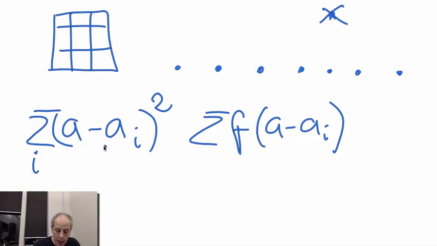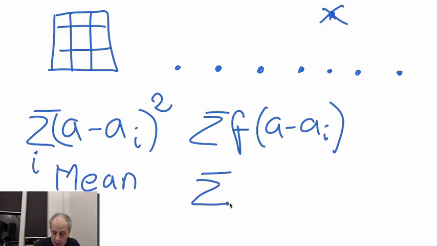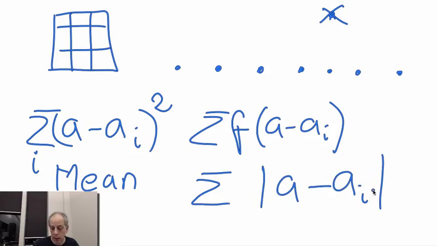Very interesting. This is the mean. The value of A that minimizes the square error is the mean. What's the median? The median is the value that minimizes the absolute difference. There is no square here. It's just the absolute difference. It's extremely interesting that by replacing this square by basically nothing, just the absolute value, we get the median.